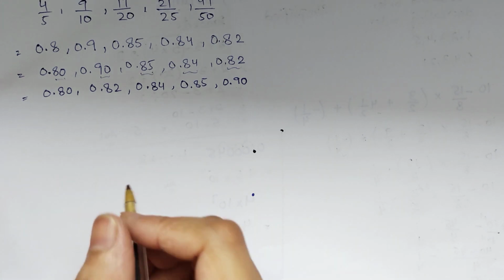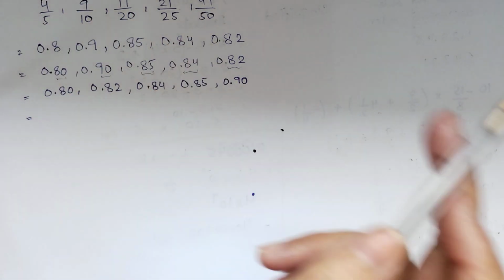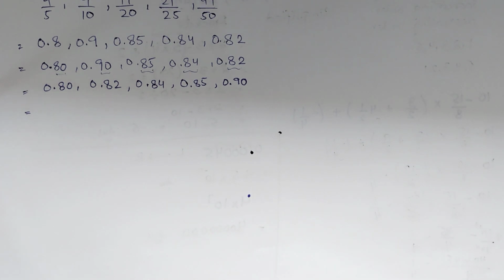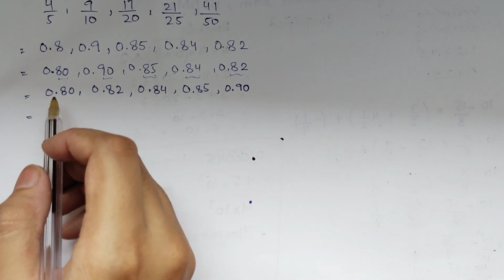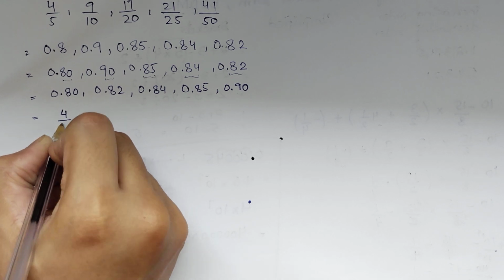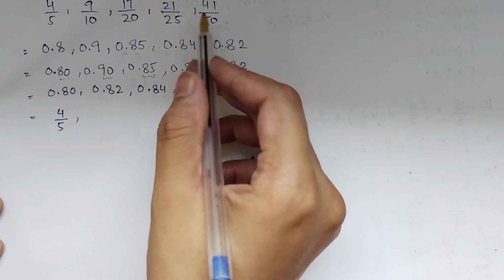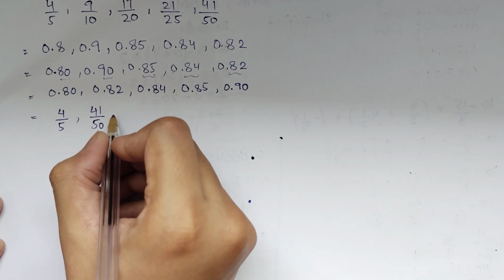Now what you have to do is to write the answers in the form of fractions again, because the question is asking you in the form of fractions. Now what we are doing: 0.80 is the smallest, so the first number is 4 by 5. Next, 0.82, it means 41 over 50 is the second number.